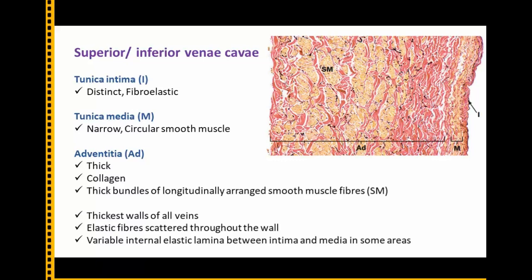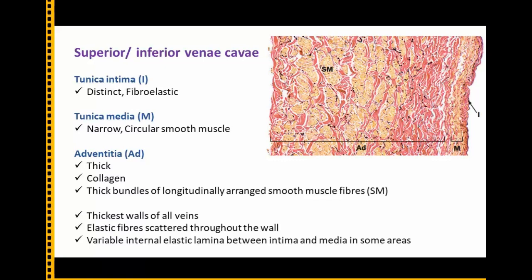It is composed of collagen, and this part also has thick bundles of smooth muscle fibers with collagen. Do other veins have that in the adventitia? No, they don't have smooth muscle fibers in the adventitia, but the superior and inferior vena cava do. They have the thickest wall of all veins, and there are elastin fibers scattered throughout the vein walls.